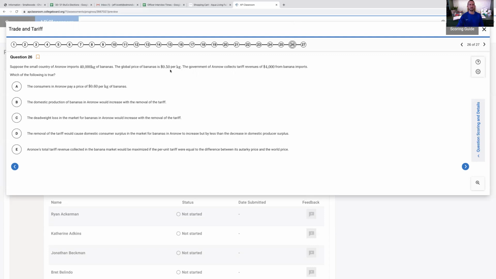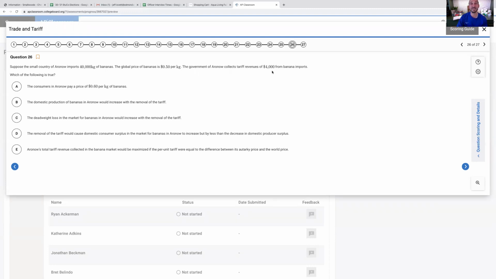So the 50 cents, so first of all, let's figure out the amount of the tariff, right? The amount of the tariff is the revenue divided by the quantity we're importing. So if it was $1, then it'd be 40,000. So it must be 10 cents, right? So a 10 cent tariff on 40,000 kilograms would result in a revenue of 4,000.